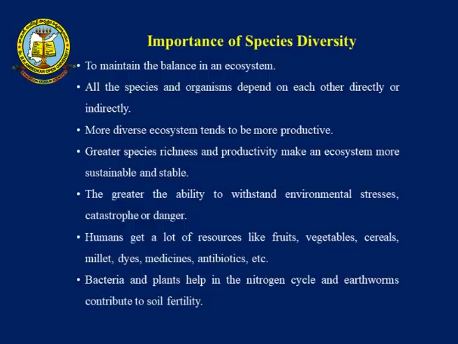Now, what is the importance of species diversity? Why are we talking about so much species diversity? It helps maintain a balance in the ecosystem, and species depend on one another directly or indirectly. A more diverse ecosystem tends to be more productive, and greater species richness and productivity make an ecosystem more sustainable and stable, so that it is able to withstand any type of ecological disturbance. Humans also get a lot of resources like fruits, vegetables, dyes, millets, medicines, antibiotics, etc., because we have to survive within the ecosystem.